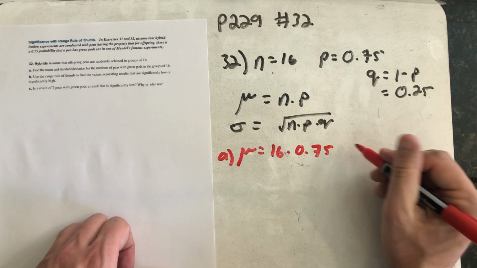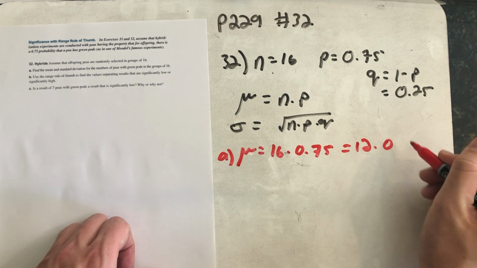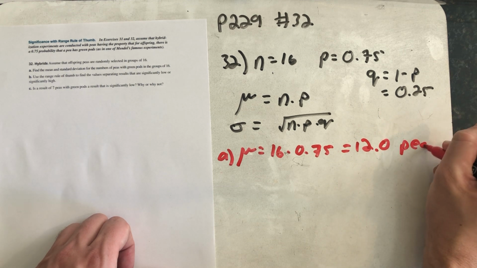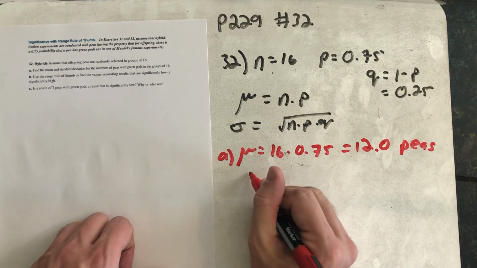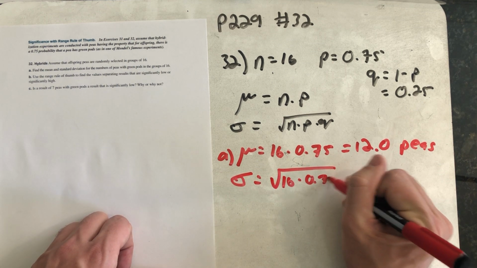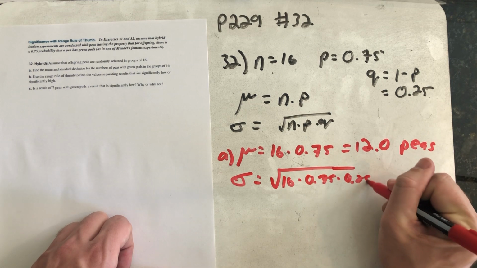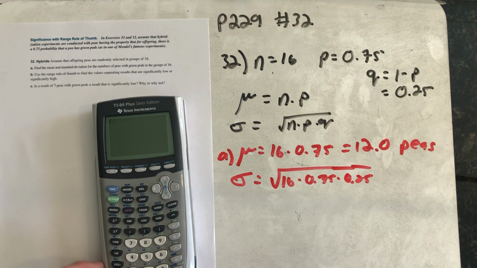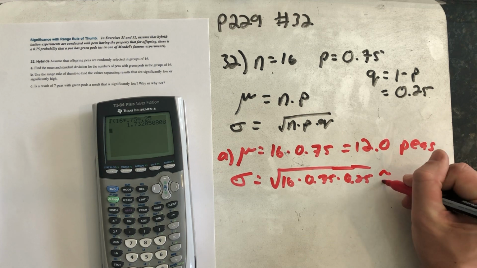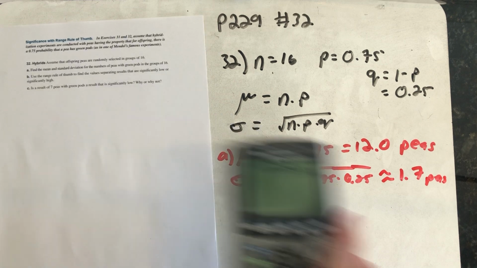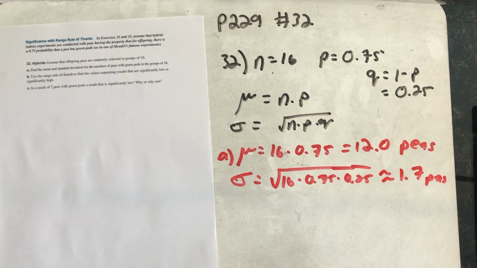All right, well 3/4 of 16 is 12. So I'm going to write 12.0, thinking about a round-off rule. So 12 green peas. The standard deviation, the square root of 16 times 0.75 times 0.25. All right, well, we'll get our TI-83 out here and find out that that comes to about 1.7 peas. So there's the mean and standard deviation that part A asked for.